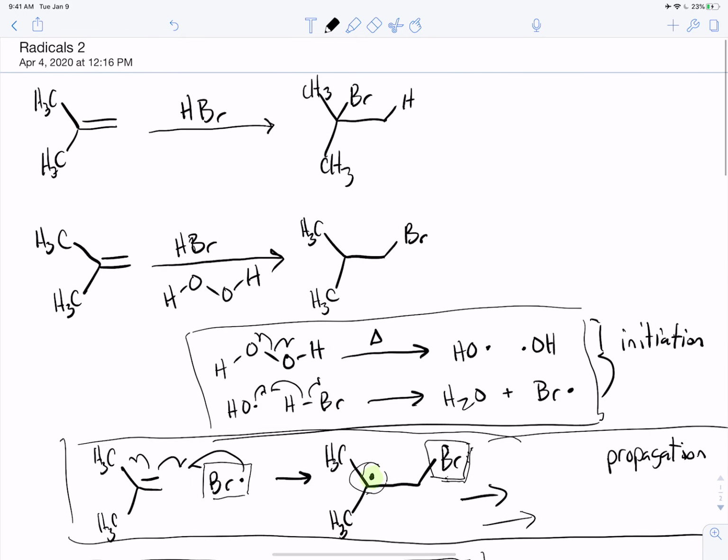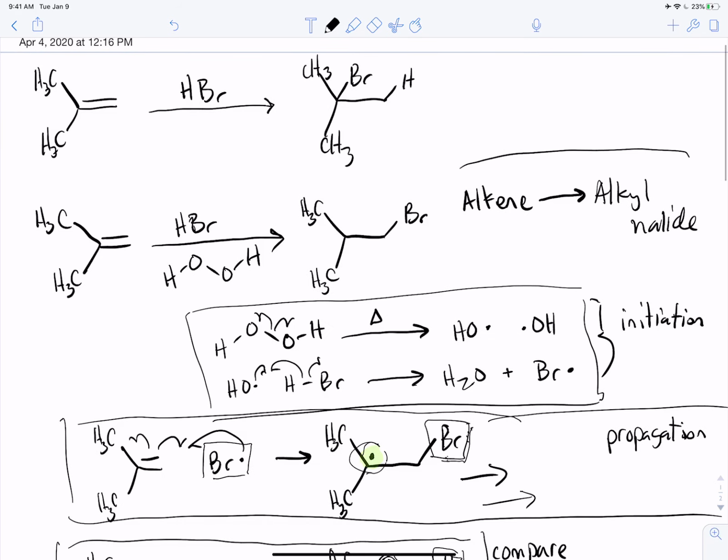So here, if I'm trying to put this in my deck of flashcards, I'm going from an alkene to an alkyl halide. And then I would want to note that this goes anti-Markovnikov.